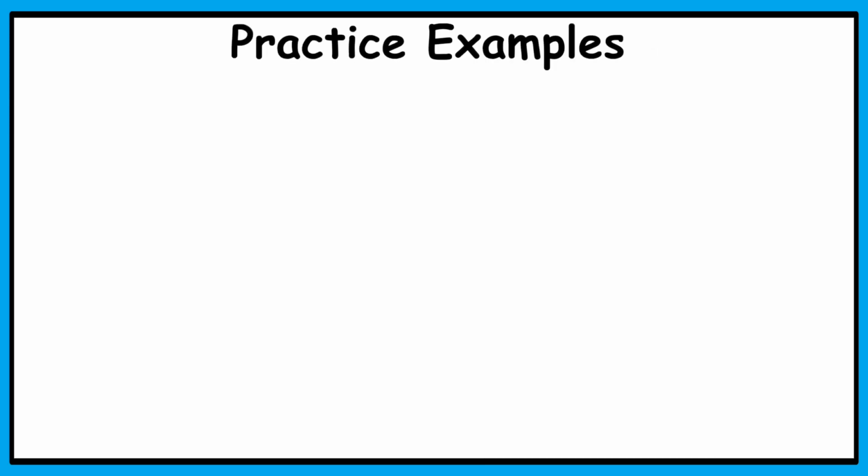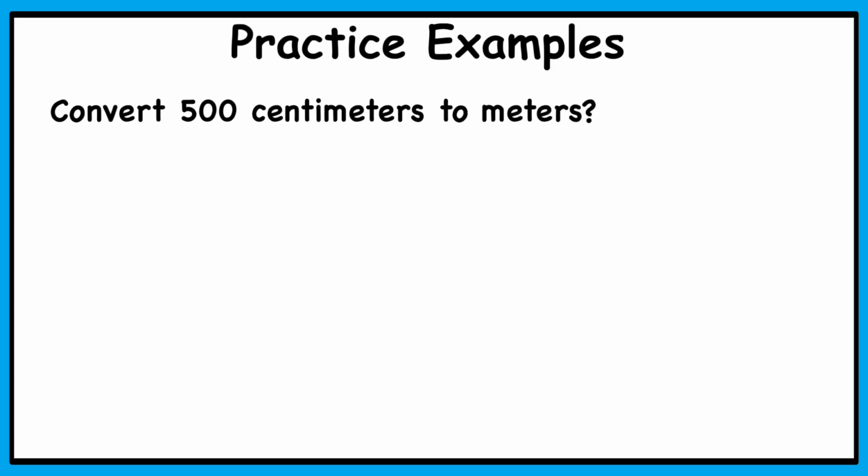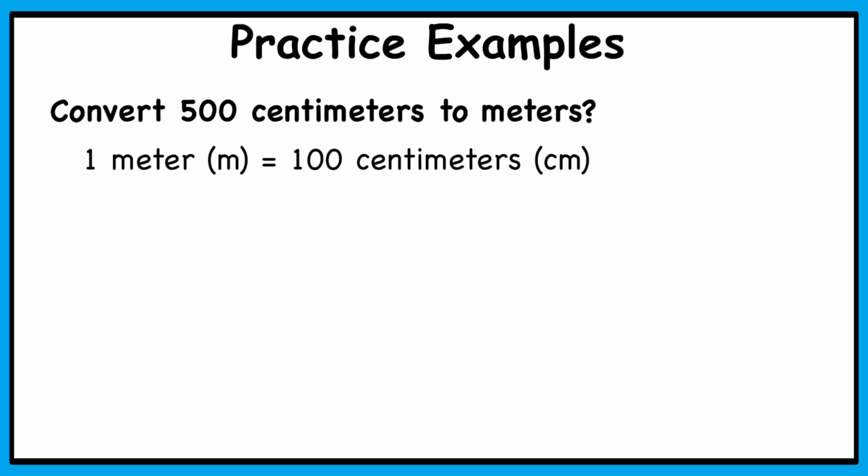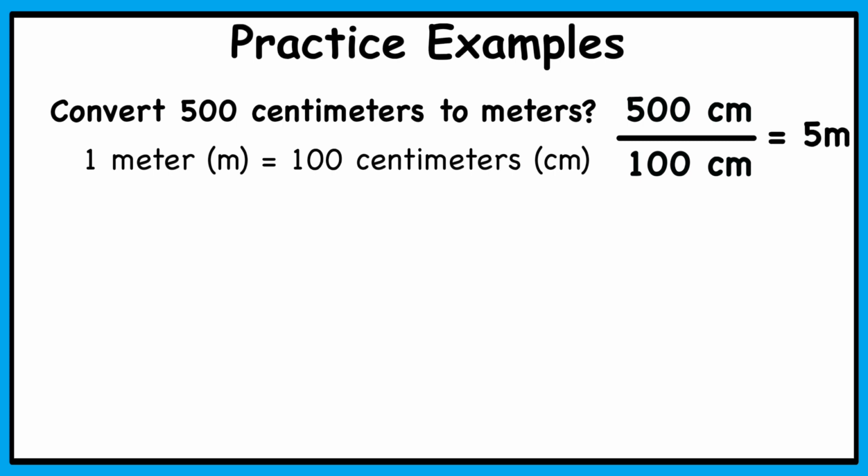Let's continue with some unit conversion examples. Convert 500 centimeters to meters. We know 1 meter equals 100 centimeters. Therefore, in order to convert 500 centimeters to meters, we need to divide it by 100. So, 500 centimeters divided by 100 is 5 meters. So, 500 centimeters equals 5 meters.